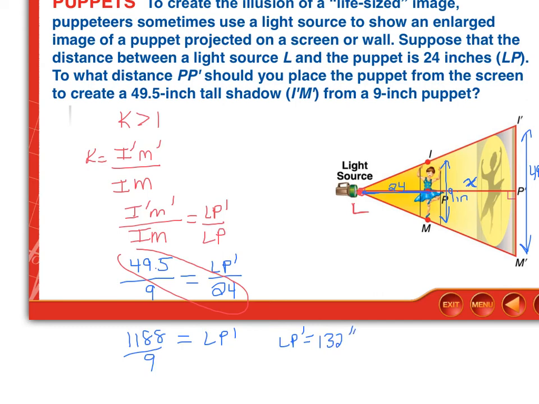But we were asked for P prime, which I labeled X. So we're going to need to subtract 24 using the segment addition postulate. So P prime is going to equal 132 minus 24, or it's going to equal 108 inches.